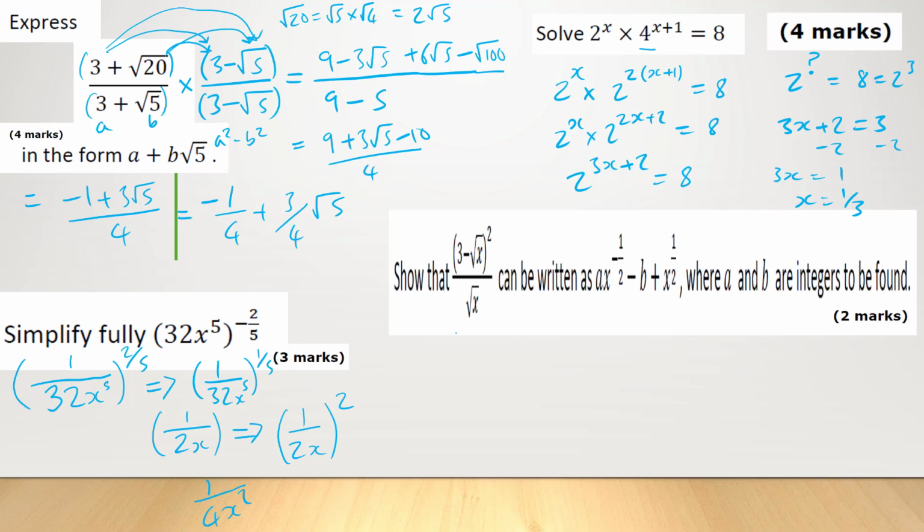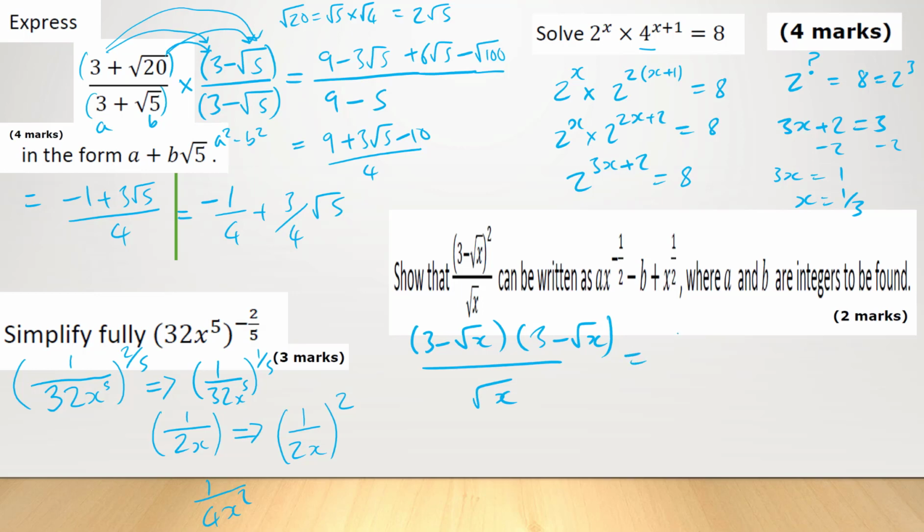Okay, so this is the last and final question. Show that this can be written in this form, where a and b are integers to be found. So we want to expand this out. So remember, that means this over the square root of x.